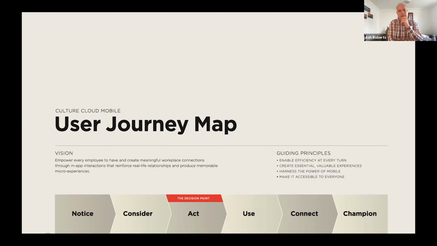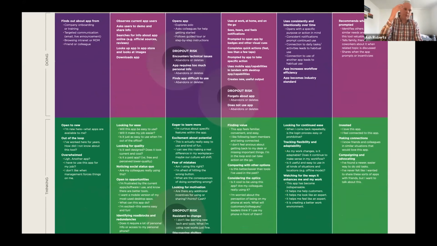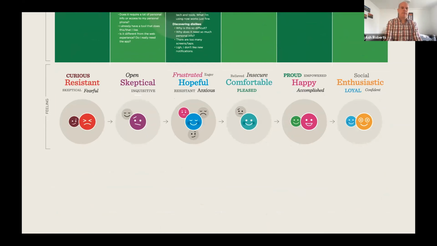And so we got this map from notice all the way to champion, with that decision point right in the middle there, of, hey, this is a really important thing to focus on. We went through the doing and thinking, and came out with some important parts here, where you can see the ripple effects of where people drop out of using mobile applications. And just to be aware of this, watch out. And then obviously the feeling as well, included in that, just to understand how each person is feeling in these phases as they go through the application experience.